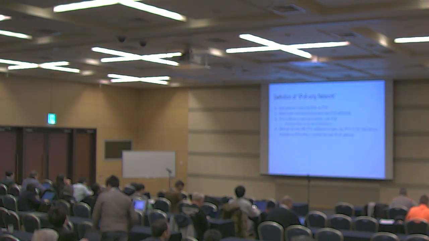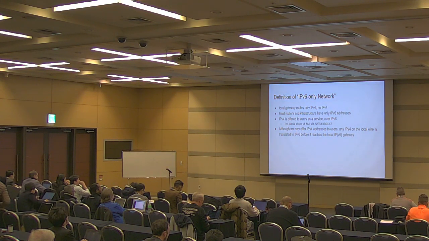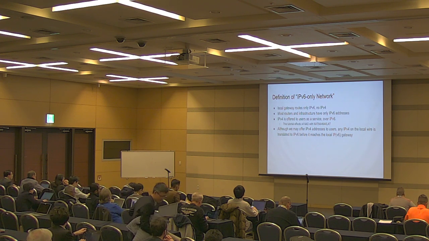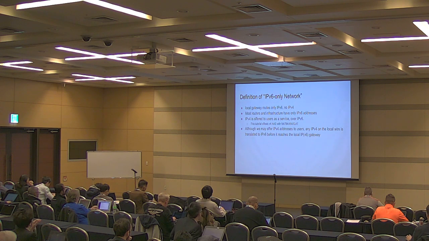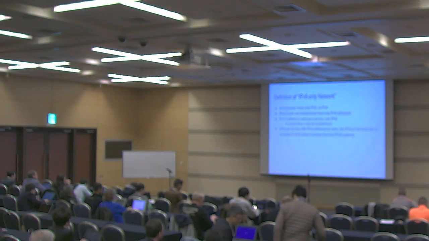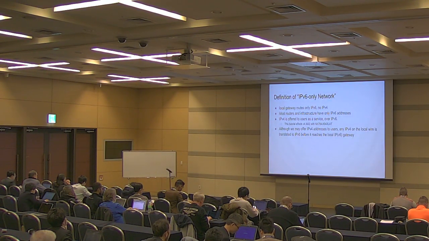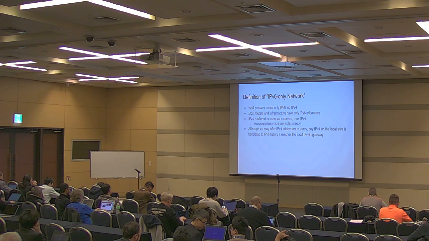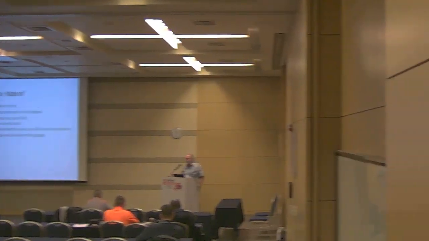So, what's the definition of an IPv6-only network? It's a little bit of a marketing ploy, but on the other hand, it's a little bit of a real thing. What it means is that the local gateway routes only IPv6, no IPv4. Most routers and infrastructure may have only IPv6 addresses. IPv4 is offered to users as a service over IPv6. In this tutorial, we use V4aaS with NAT64 or 464XLAT. And although we may offer V4 addresses locally on the wire to users, any IPv4 on the local wire is translated to V6 before it reaches the local IPv6 gateway.